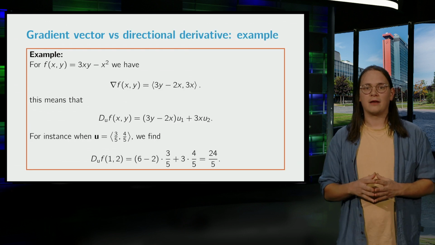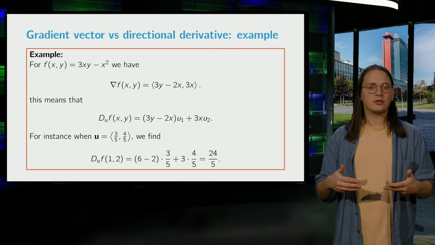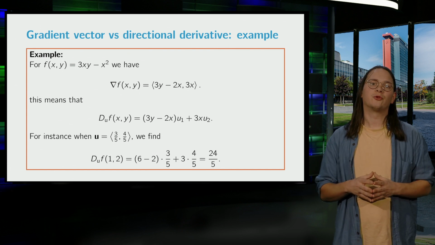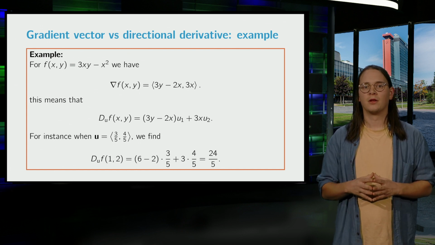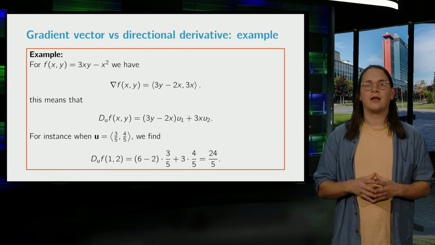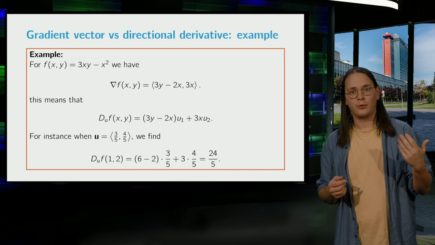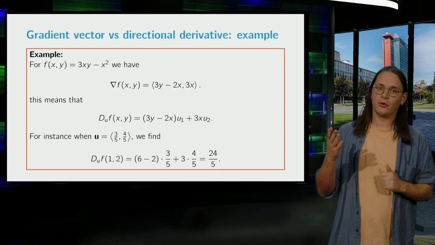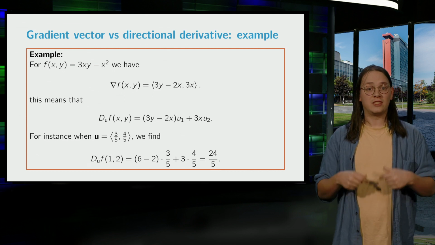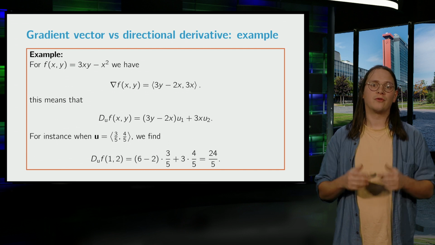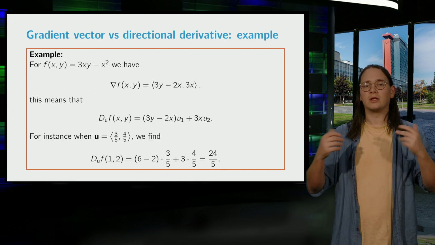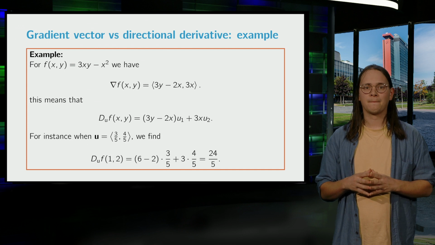As you can see by taking the dot product with unit length vectors, we can easily determine the directional derivatives in those directions. For instance, if we take the function we have been considering and the unit vector with first component 3 over 5 and second component 4 over 5, then we see straightforwardly that the directional derivative in the point (1, 2) is 24 over 5.